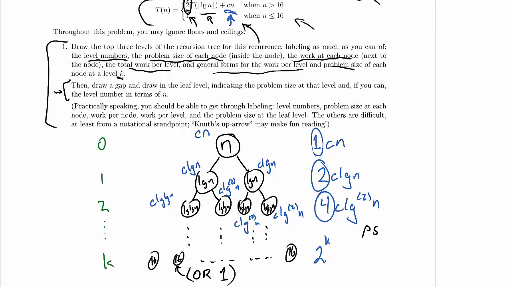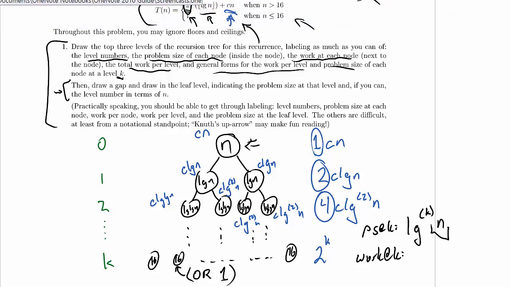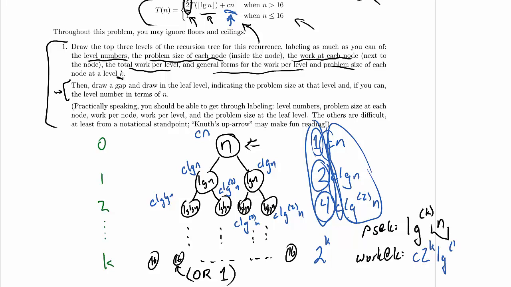But let's get general forms for problem size. So problem size at level k, what is that? Well, it is log k of n. And sure enough, with this notation, if you put a 0 in for the k, it's defined to just give you back whatever's inside. So it would just give you back n, which is what we want at the top level because we have a problem size of n. And the work at level k, I'll put it in blue just to be consistent, is just c at each of these levels, times this 2 to the k component, times this log applied k times, iterated k times, of n component.